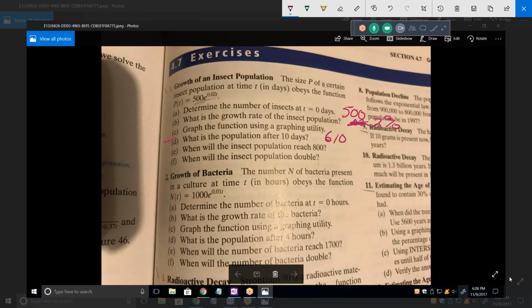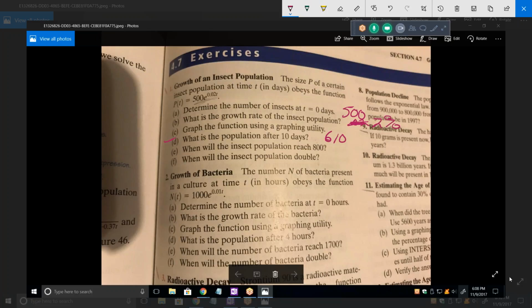Does that make sense? Let's see. If it's growing at 2% per day, after 10 days, that would be approximately 20%. That would get you up to 610. So I always like doing ballpark checks to make sure that we're not off by a factor of 10 or anything.